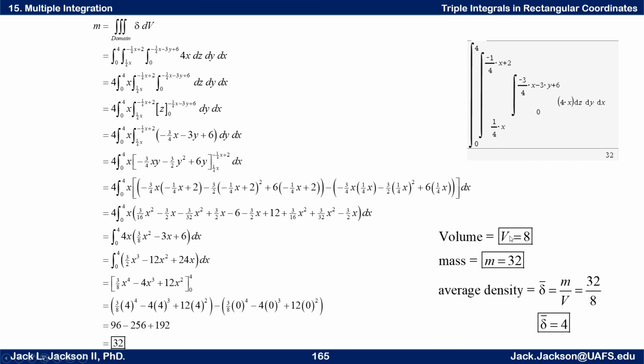So putting everything together, we found that the volume was 8, some cubic units like cubic centimeters or something like that. The mass is 32. That would be some mass unit like kilograms or say maybe grams, say 32 grams, 8 cubic centimeters. And the average density is found by dividing the overall mass by the overall volume, which is just 4. If the volume was in cubic centimeters and the mass was in grams, this would be grams per cubic centimeter. I didn't really provide the units here, so we don't know what they are.